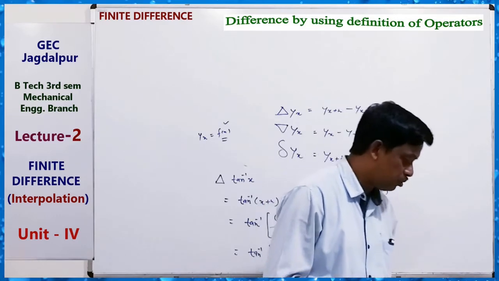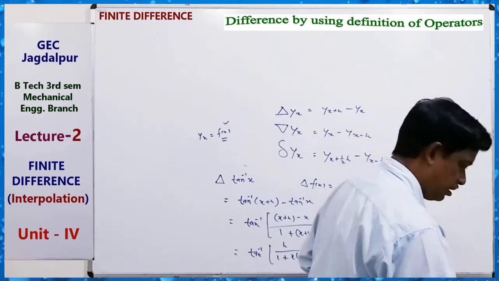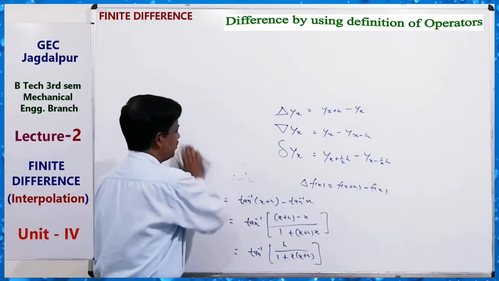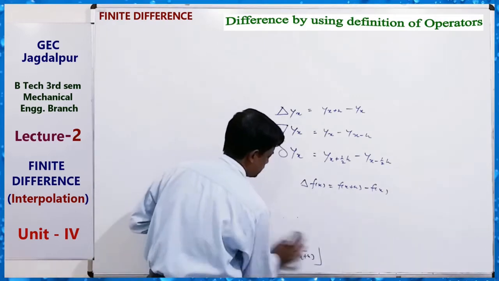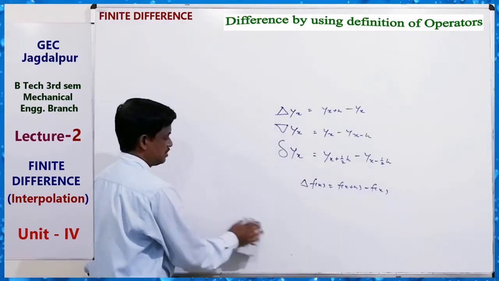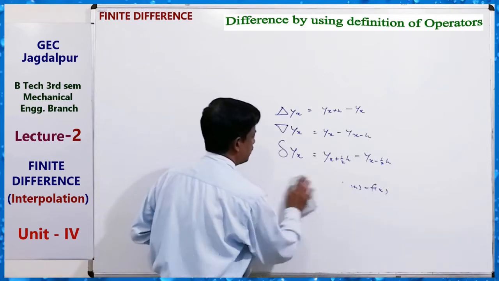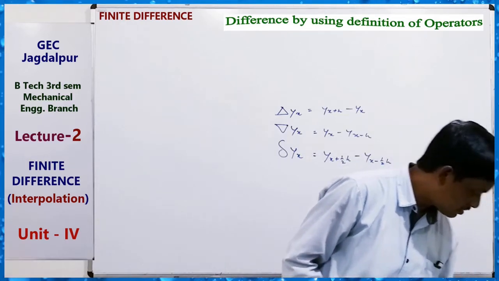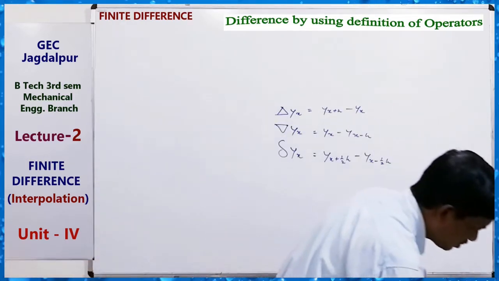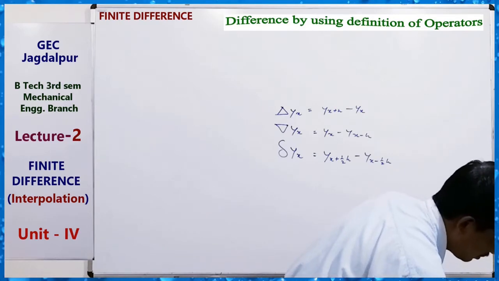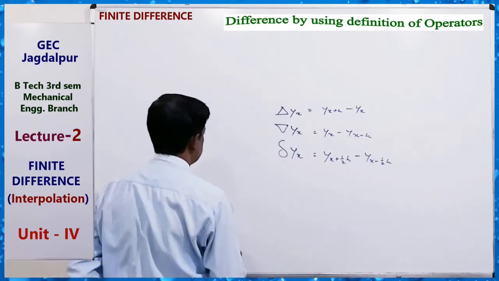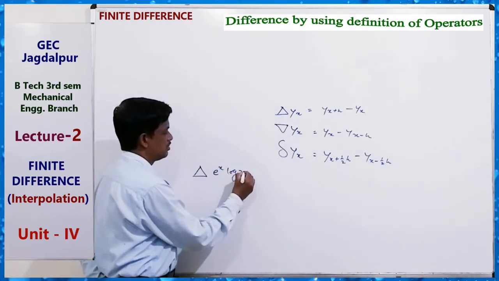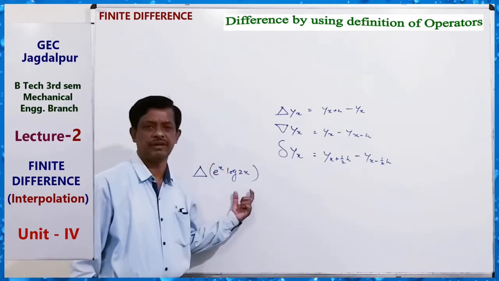Here e to the power x log 2x is also given. Suppose the question is asked: find the forward difference of e to the power x log x, and the second question, e to the power x log 2x, also the second difference, just like the first difference. This is a function f(x).